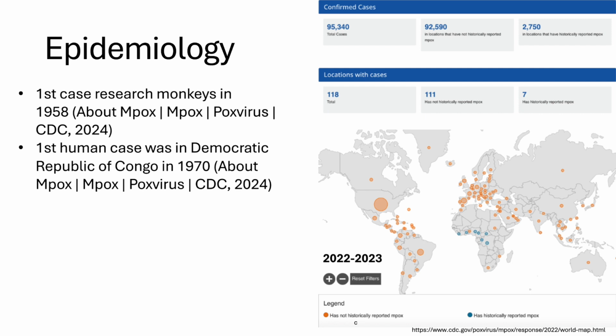The first case of Mpox was found in research monkeys in 1958. It was first discovered in humans in the Democratic Republic of Congo in 1970. There was a multi-country outbreak in May of 2022 that occurred from human-to-human contact. The spread has become more global, with more than 111 non-endemic countries reporting about 92,590 Mpox cases by the end of December 2023, with a total of 118 countries and 95,340 confirmed cases. The disease has resurfaced with serious dermatologic, respiratory, and neurological manifestations in immune-compromised populations.